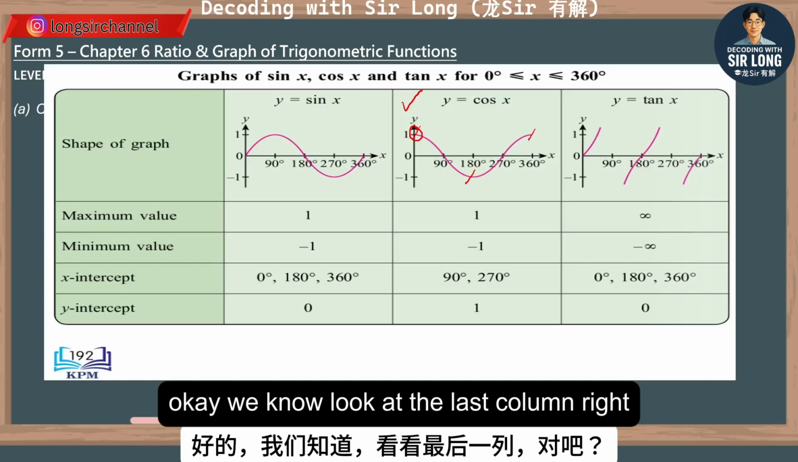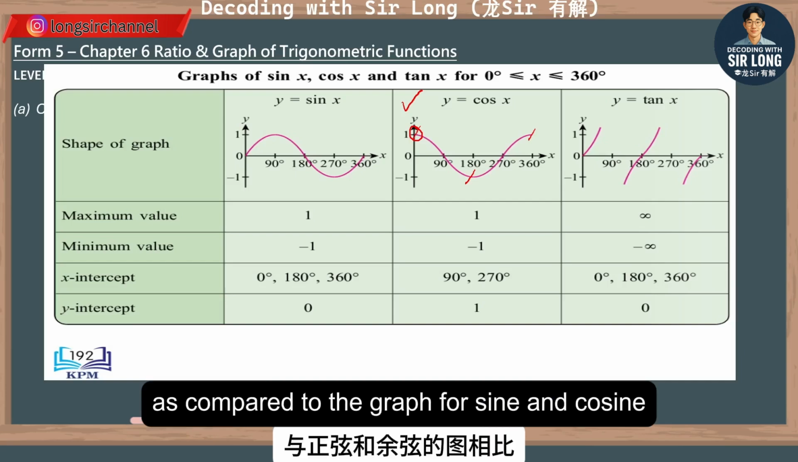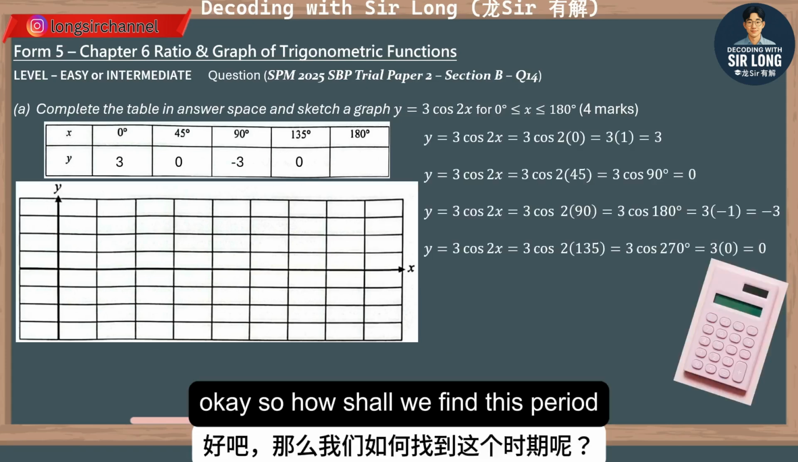Okay, we look at the last column, right? And this is the graph for the tangent. The graph is a bit special as compared to the graph for sine and cosine. So how shall we find this period?